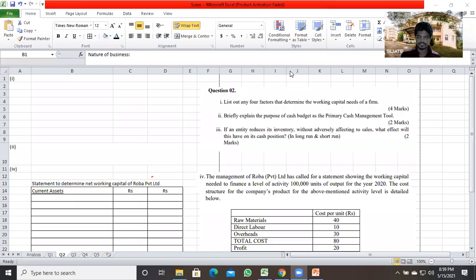Yes, good. Normally when it comes to working capital management, there are certain determinants. Basically we have to depend on the nature of the business. When it comes to service providers, they need not think much about raw materials and stock levels. But when it comes to production firms, they have to think about finished goods stocks and raw material stocks, those things. That is the nature of the business.